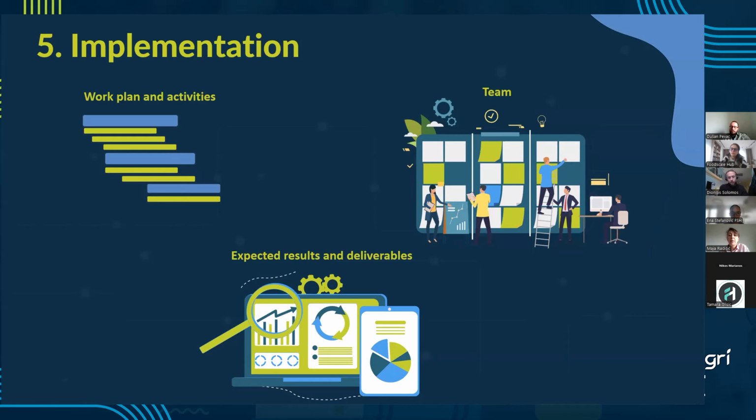Present your team, both partners and the team members of each of the consortium members. Expected results and deliverables. OpenAgri is also a deliverable-based open call, which means that you will have 3 mandatory deliverables, but in case you would like to include more, you are free to do it.